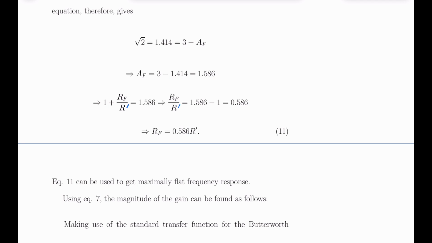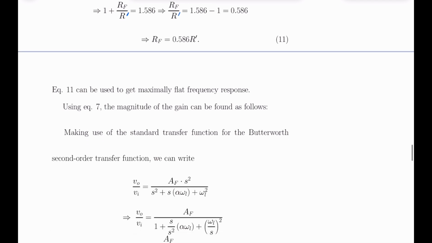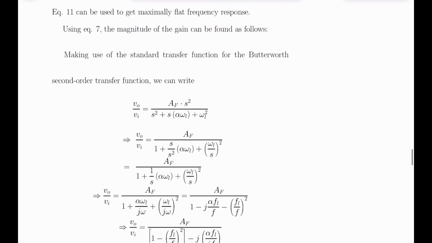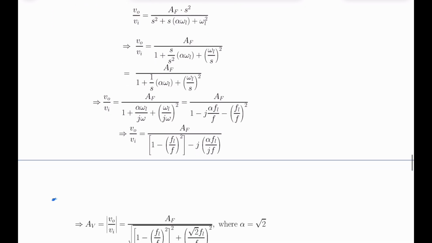Using equation 7, the magnitude of the gain can be found as follows. We are making use of a standard transfer function for the Butterworth second order transfer function, and we write therefore V naught upon Vi is AF into S square upon S square plus S alpha omega L plus omega L square. So divide both the numerator and denominator by S square. This gives you AF upon 1 plus alpha omega L upon S plus omega L upon S whole square, or this is equal to AF upon 1 plus 1 upon S alpha omega L plus omega L upon S whole square. This is simple mathematics.